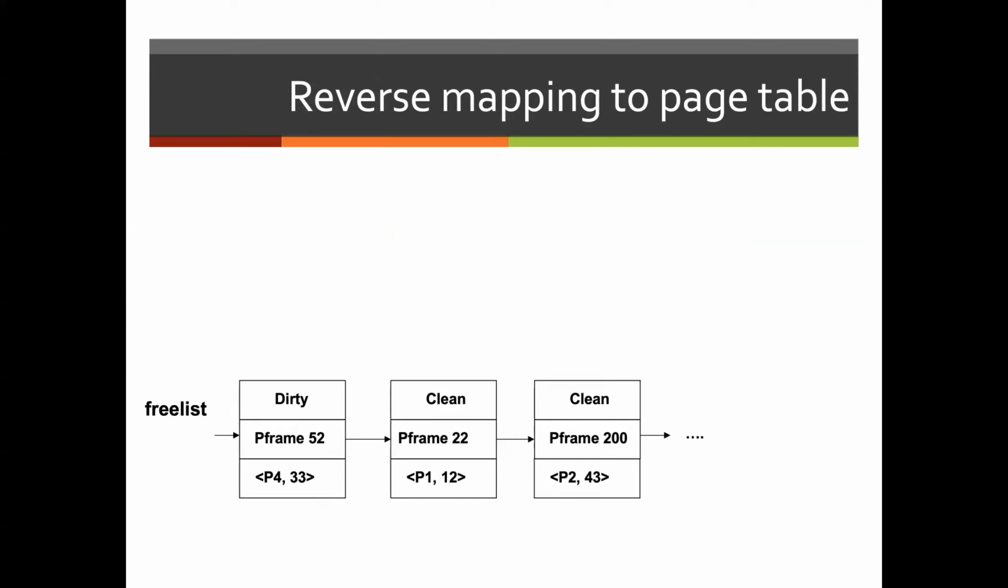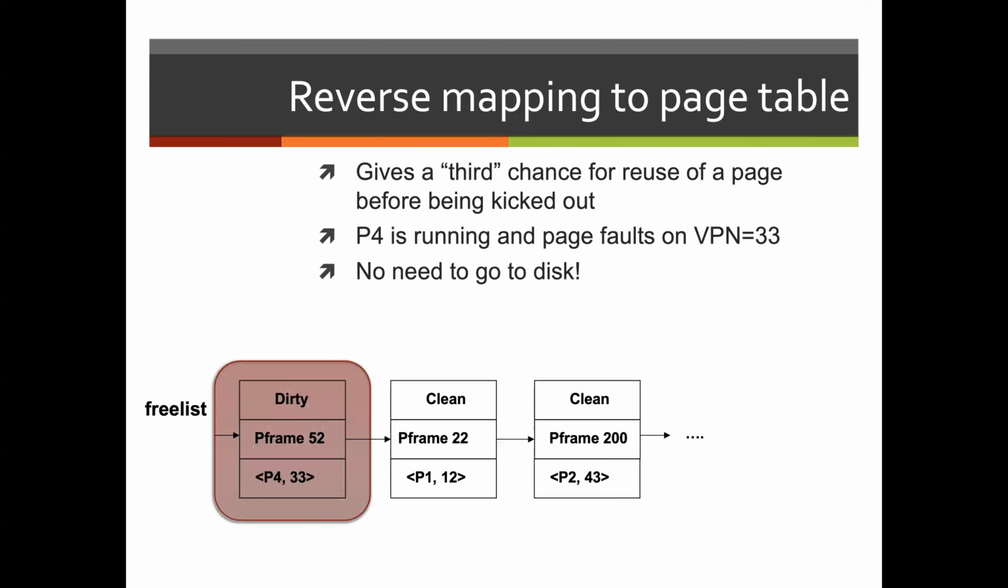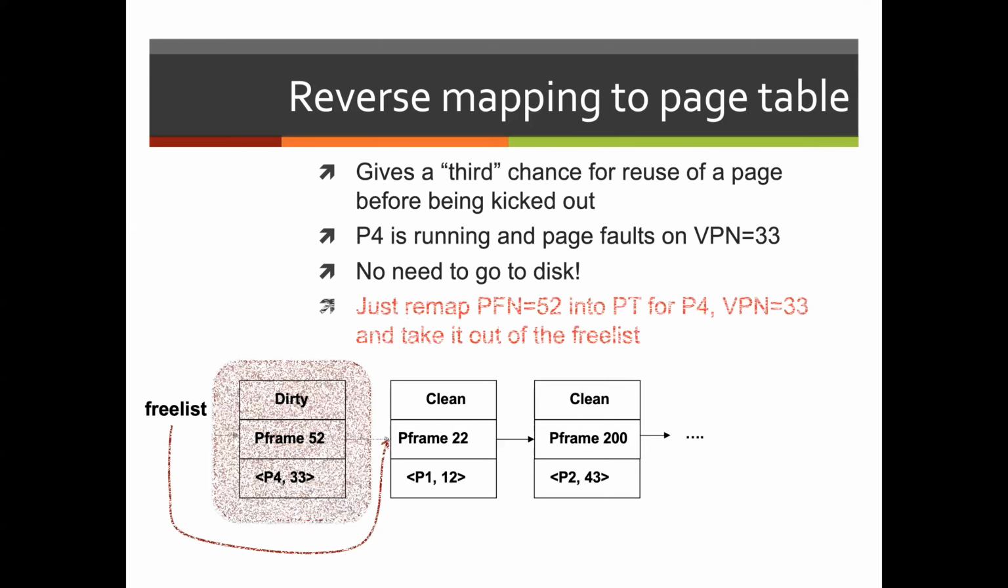Another concept that we can utilize is reverse mapping for a page table. With this in mind, it gives us a third chance for reuse of a page before being kicked out. Consider that P4 is running and it page faults on VPN 33. We don't need to go to disk. What we just do is remap PFN 52 into our page table for P4 for VPN 33 and take it out of the free list.